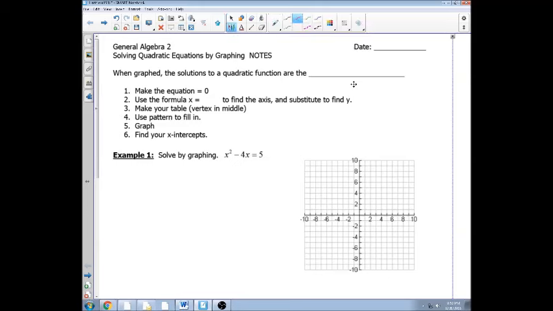This lesson is for my General Algebra 2 class. It is solving quadratic equations by graphing. Let's get right into the notes.